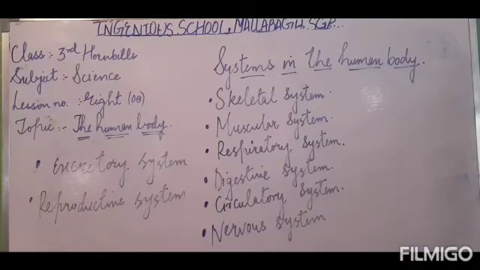Got it? Respiratory system: our respiratory system consists of organs like the nose, windpipe, and the lungs. And the function of this respiratory system is to supply oxygen to various parts of the body and to remove the carbon dioxide from the body. Got it? This is the function of our respiratory system.